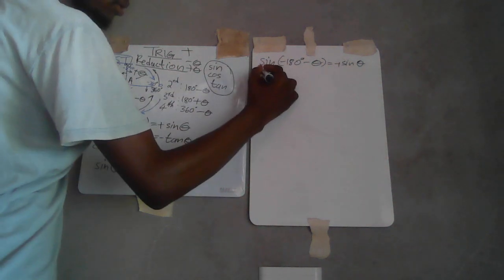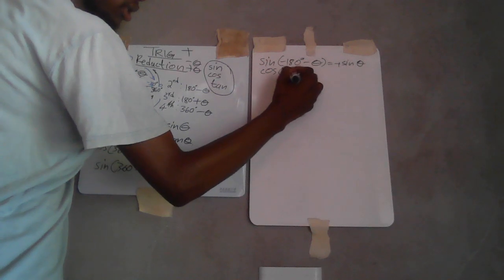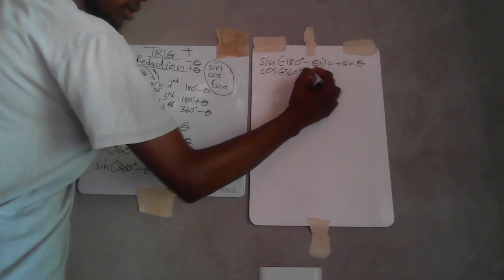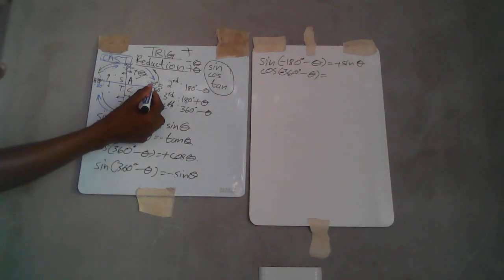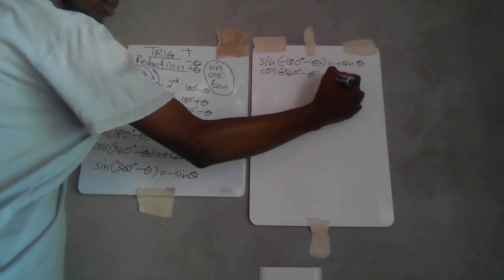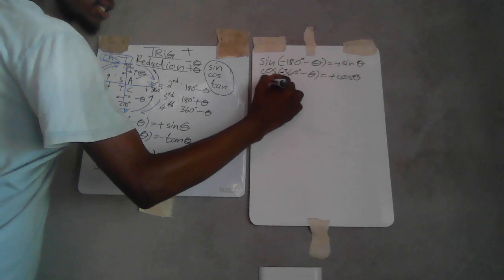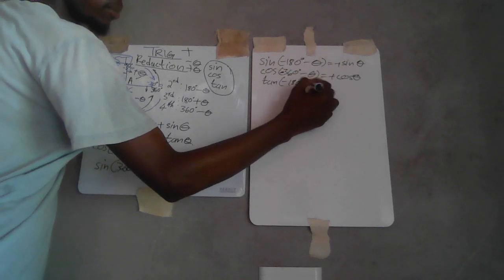What about cos of negative 360 minus theta? It means this one will be positive cos theta, because in the fourth quadrant cos is positive. What about tan of negative 180 plus theta?